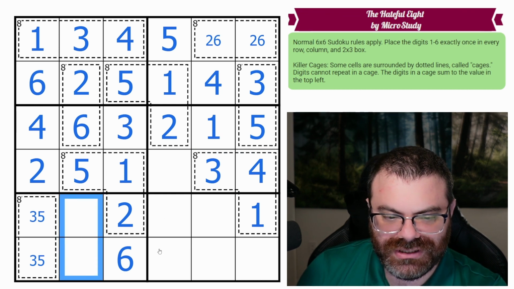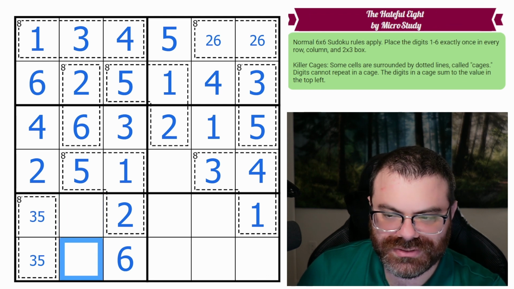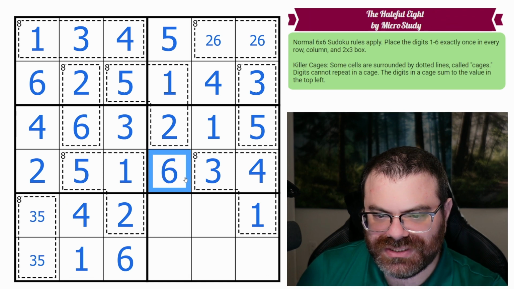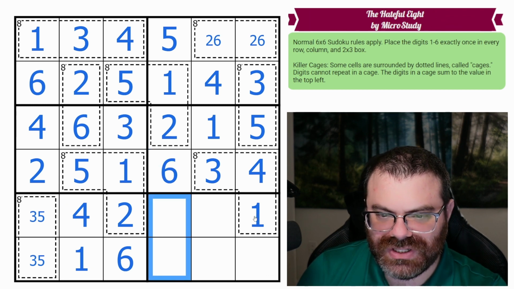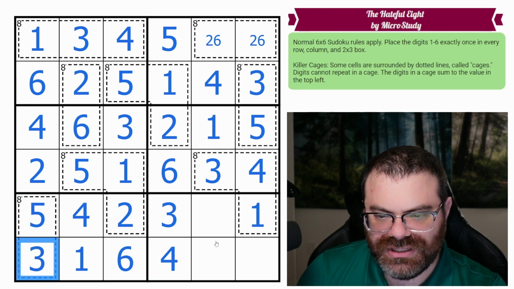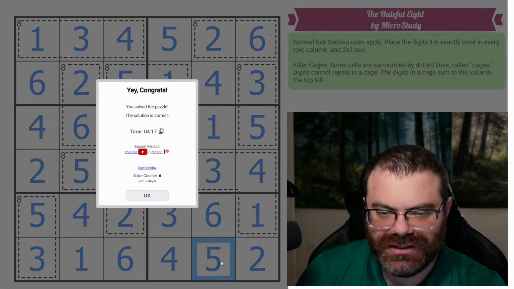These two digits are 1 and 6. We know the order. No, not 1 and 6, but we do know where the 1 goes. Let's try again. It's 1 and 4. This is known. That's a 6. These are 3 and 4, so we know the order. Gets us these. This is 2 or 6, so we know the order. And then here we need 5 and 6, and we're done.